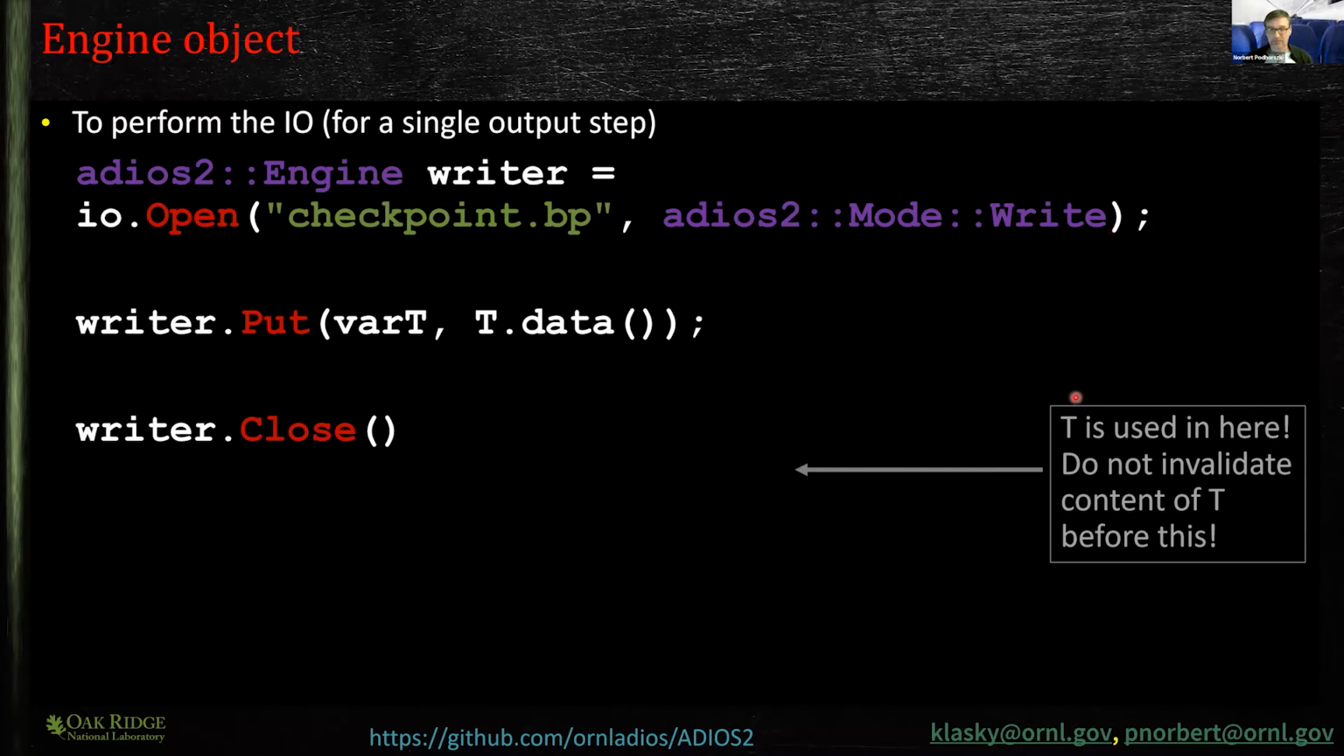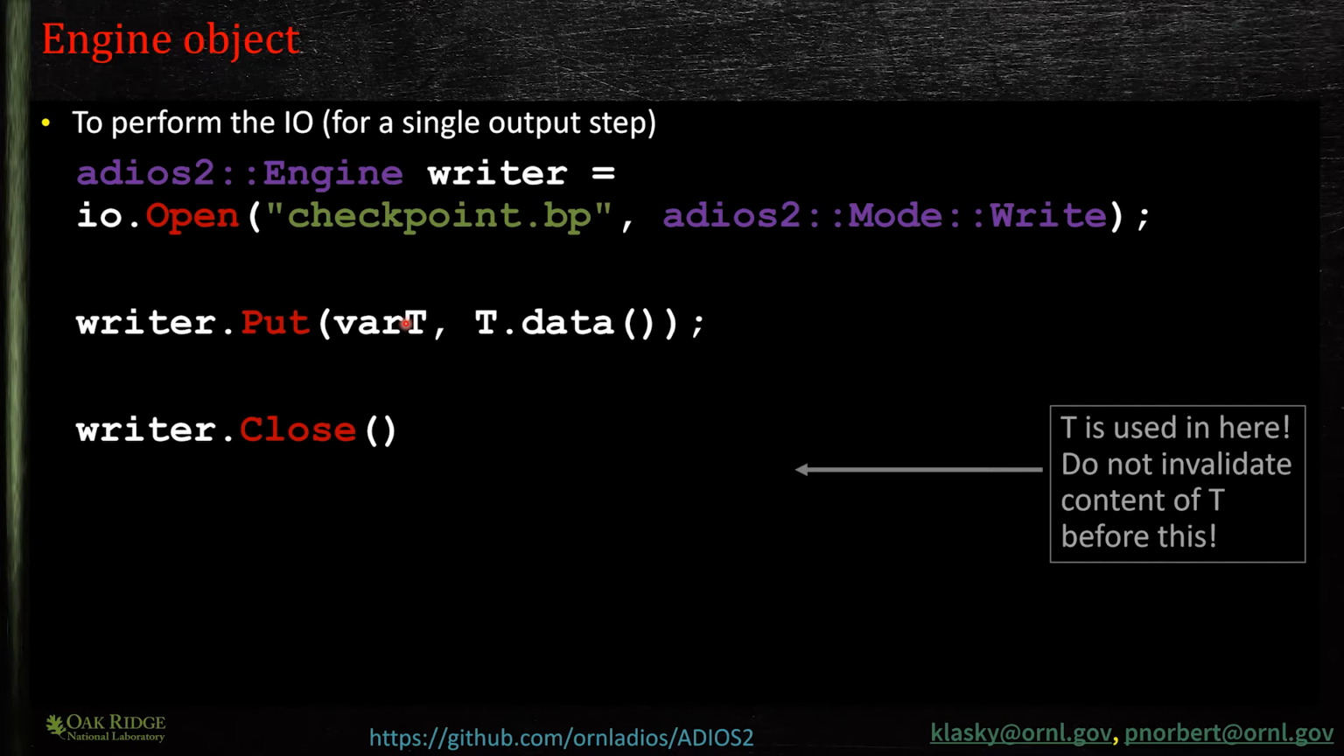And therefore, it's important to remember not to change T, not to modify the content of T until you call the close function, because put doesn't write out the data. It just remembers that pointer to the T and knows that this is part of the IO that ADIOS needs to output. Some engines move, yeah.